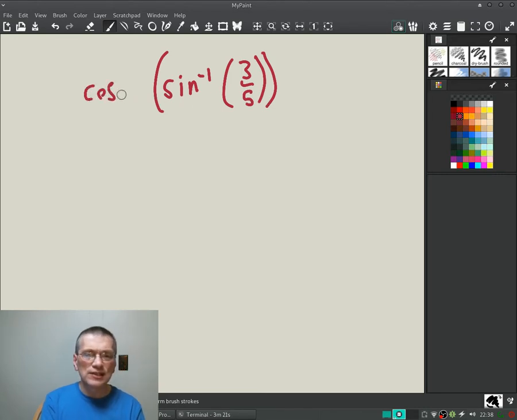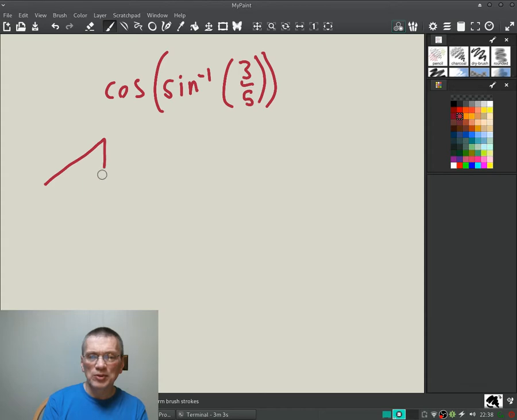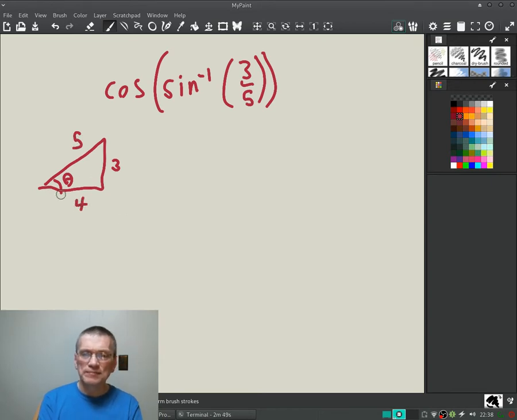Now you can do this in a calculator. So it's the cosine of the arc sine of 3/5. So 3/5 is a ratio, and we get the angle for that, and then we take the cosine of that angle. Well, maybe you recognize 3/5. If this is our angle theta, 3, 5, this is the 3, 4, 5 triangle.